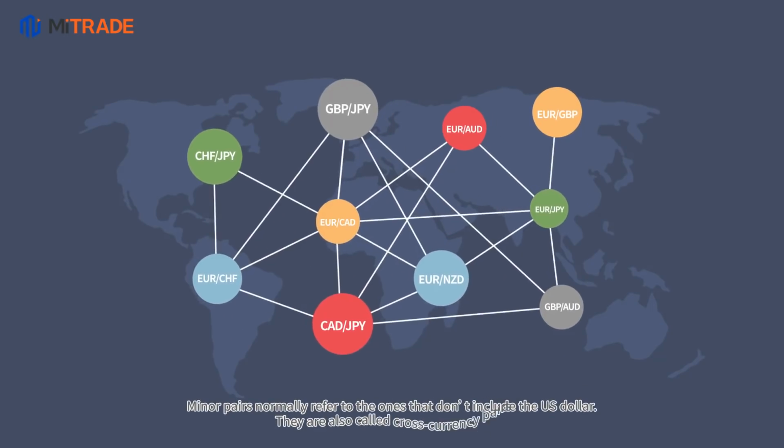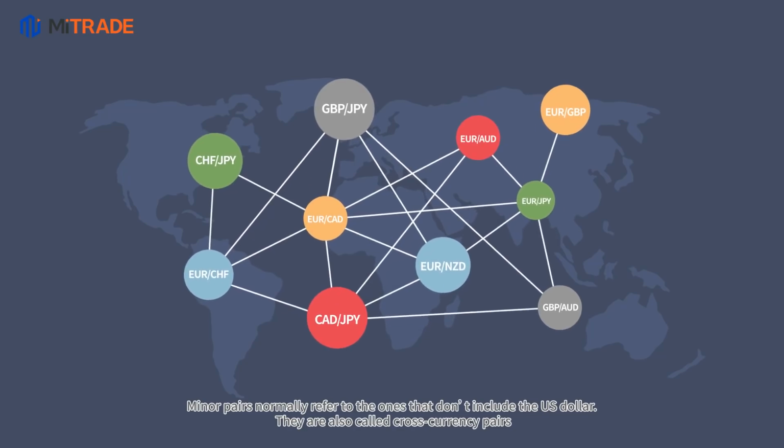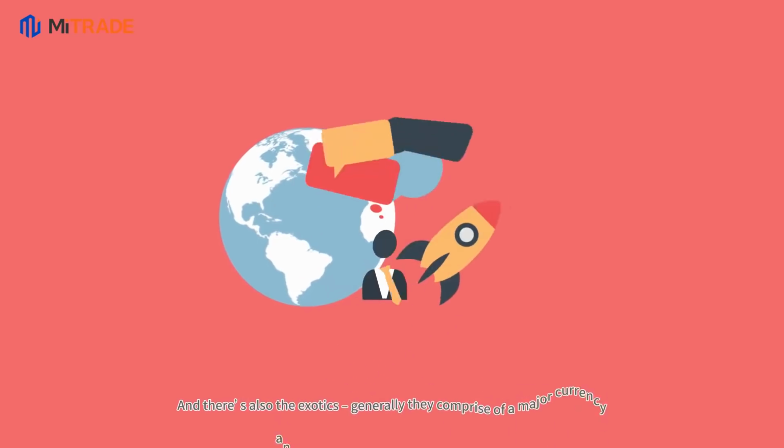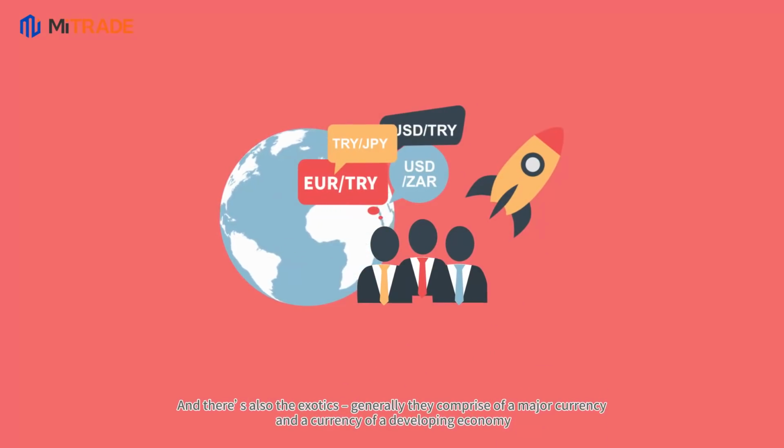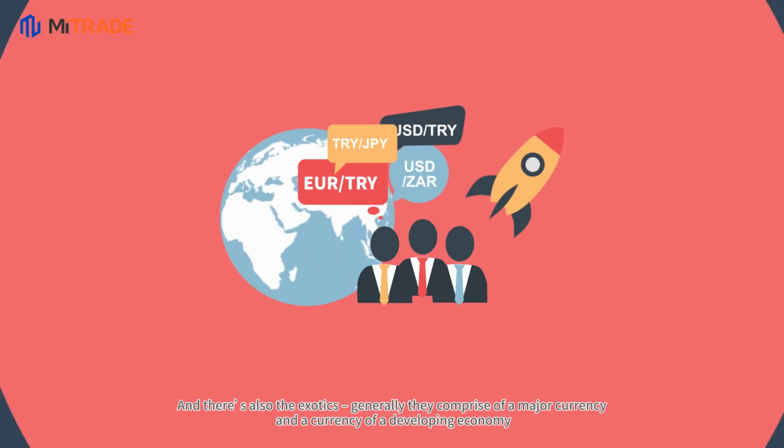Minor pairs normally refer to ones that don't include the US dollar. They are also called cross-currency pairs. And there's also the exotics. Generally, they comprise of a major currency and a currency of a developing economy.